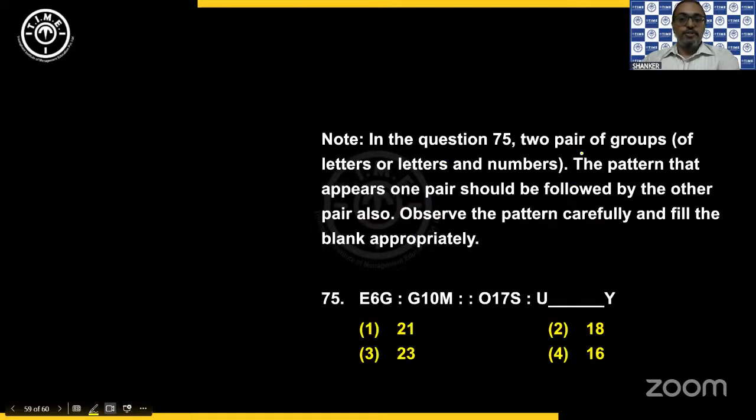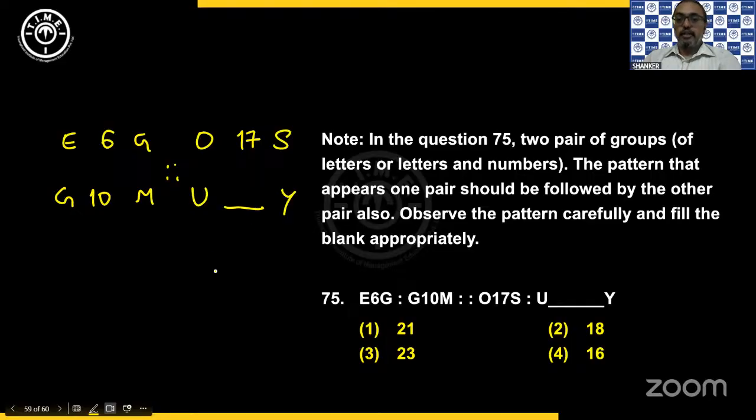Then next, in question 75, two pairs of groups of letters or letters and numbers. The pattern that appears in one pair should be followed by the other pair also. Observe the pattern carefully and fill the blanks appropriately. Okay. So we have E6G and G10M. Same, O17S, then U blank and Y. So only the number is missing.